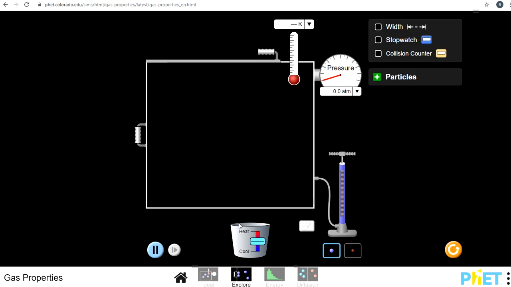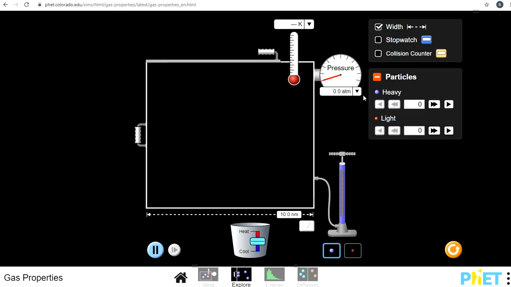They're highly educational. They're highly beneficial. So the one I'm going to be using is the gas property simulation. This is a simulation of how these variables affect each other. So I've got variables of heat, pressure, volume, and particle amount. With Boyle's law, I want to study pressure and how it relates to volume.